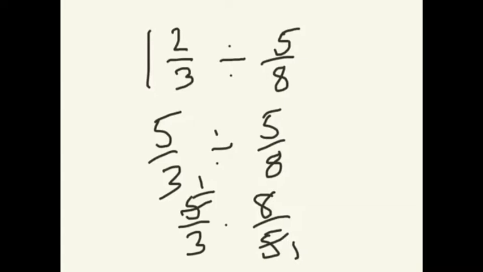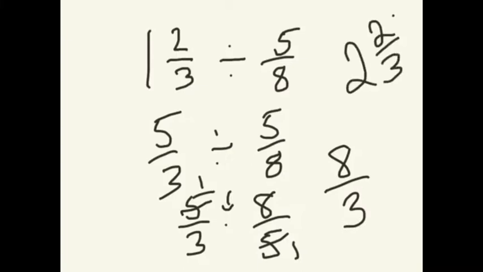So in this case, it was a multiplication problem. I cross canceled. 1 times 8 is 8. 3 times 1 is 3. 3 goes into 8 twice with 2 left over. So my answer is 2 2/3.